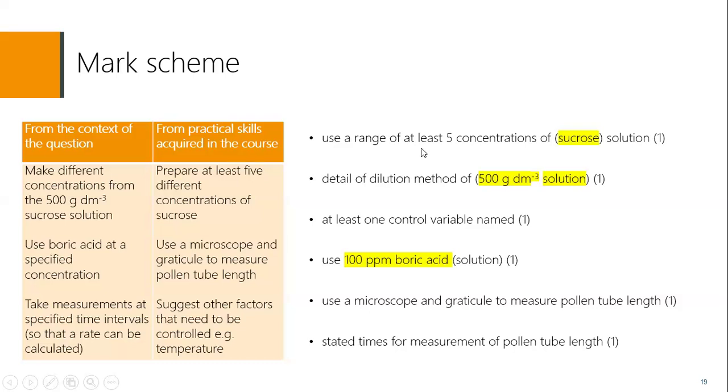Your 5 concentrations is from practicals they've carried out, starting with 500 grams per decimeter cubed of sucrose solution is from the context. Boric acid is from the context. Microscope and graticule is from practical skills acquired in the course. Measurements at specified time intervals to calculate a rate is from the context of the question. They should also specify other factors that need to be controlled, e.g. temperature.